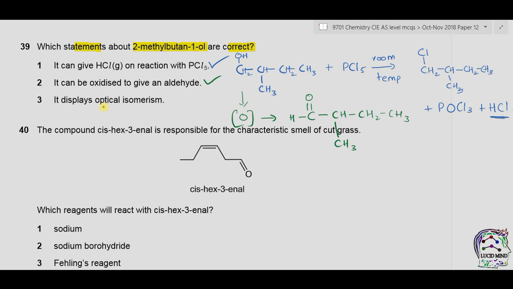Number 3, it displays optical isomerism. Now for optical isomerism, chiral carbon should be present. Chiral carbon is the one having 4 different elements and groups directly attached. We can see this carbon is attached to 1 hydrogen, 1 CH3, 1 CH2OH and 1 CH2CH3. So this is chiral carbon and it will display optical isomerism. All 3 options are correct. Answer is A.